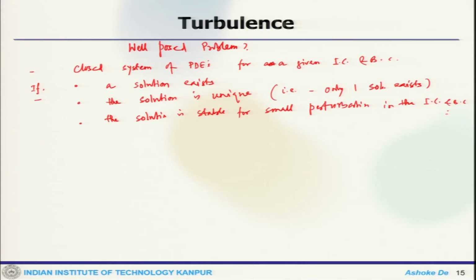Now, where we stopped here is the situation where the system is a well closed problem or an ill closed problem, and we said a closed system of PDEs for a given initial and boundary condition, if a solution exists, the solution is unique, that means only one solution exists, and the solution is stable for small perturbation in the initial condition.